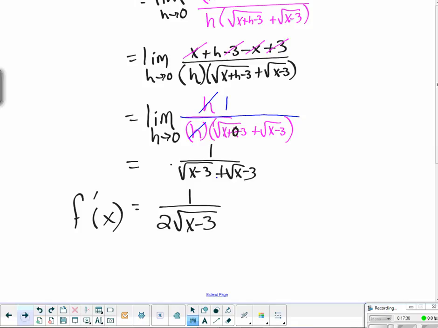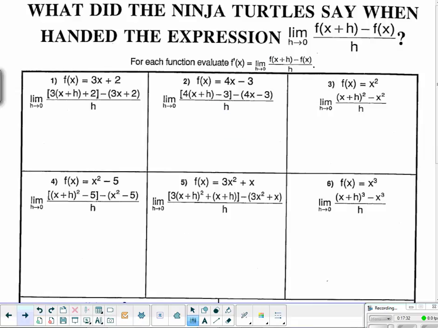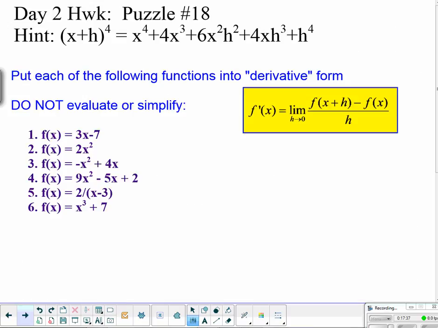That leads us to the homework. It is a puzzle sheet. And then the next one is day 2 homework. On the back side of that puzzle, there are 6 functions that I would like you to simply set up. I want you to try to get the derivative started. You do not have to take through and do the algebra part of it, but just please get it set up.